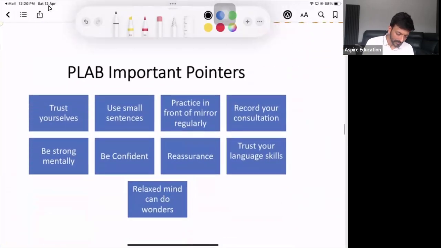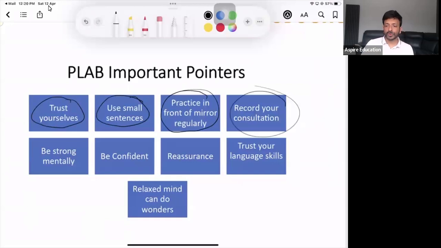Now, two important pointers: trust yourself, use small sentences. It's not an English exam. All of us have passed our English exam. So make sure you trust your language skills. We have to worry a bit about our facial expression as well. So maybe you can practice in front of the mirror, and that actually helps to bring the best from you.